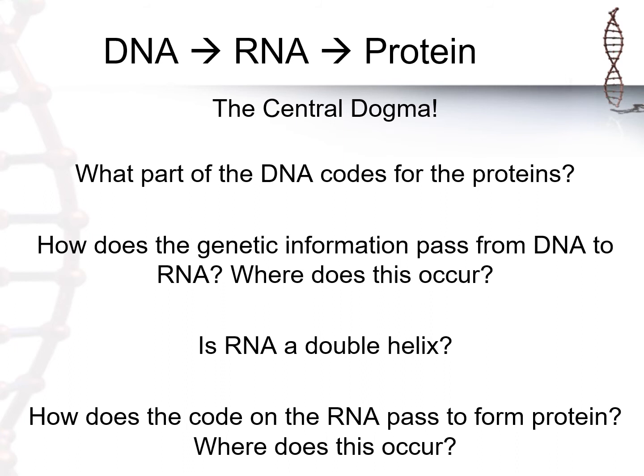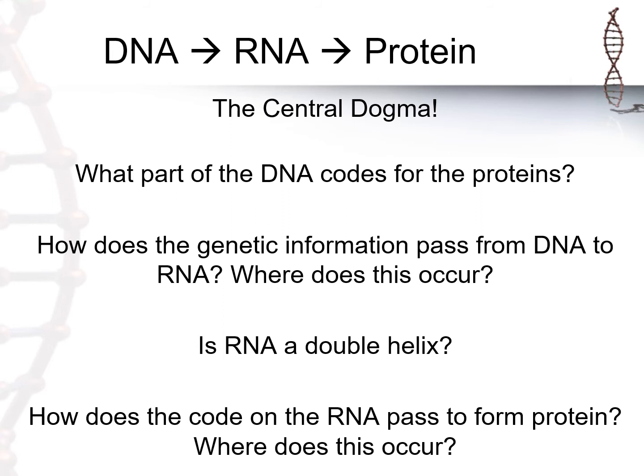So where does the DNA to RNA part of the central dogma happen in a eukaryotic cell? It happens inside the nucleus. The RNA then has to leave the nucleus and go find a ribosome so that it can form the protein.